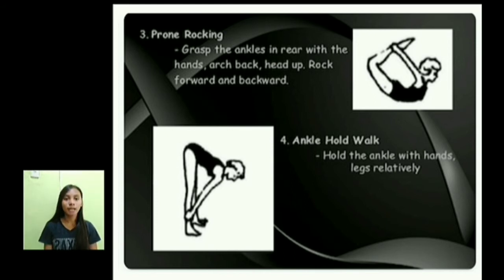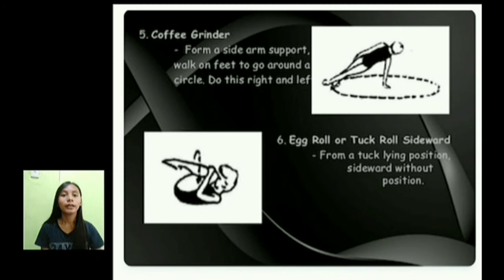Number 4 is the ankle hold walk. Hold the ankles with the hands, legs relatively straight, and walk. Next, coffee grinder. Form a side arm support, walk on feet to go around the circle. Do this right and left. Next, egg roll or tuck roll sideward. From a tuck lying position, roll sideward.